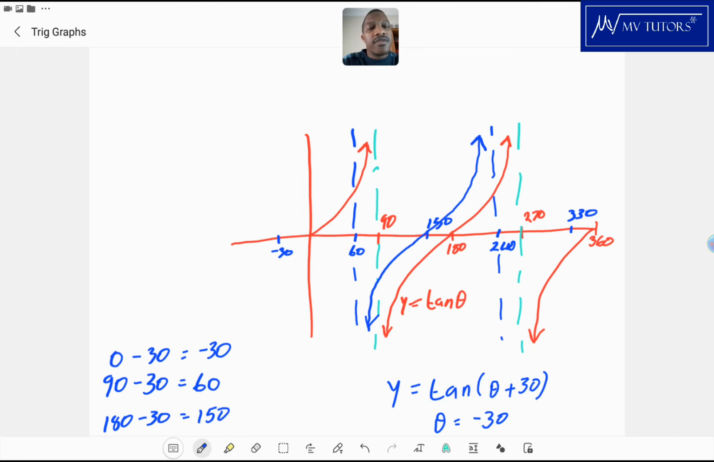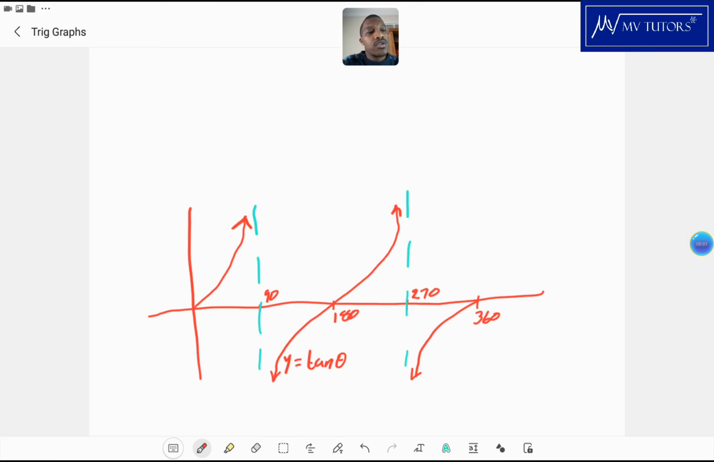That's our full graph. I like to always start with the full graph, and then I can add these other ones. So this other one here starts at negative 30, and then this other one starts at 330. It's like that. Okay, so what happened? Everything shifted to the left. That's it. Okay, so here we go again.